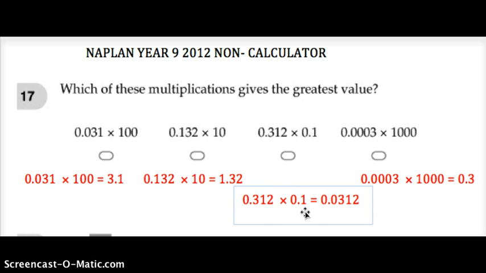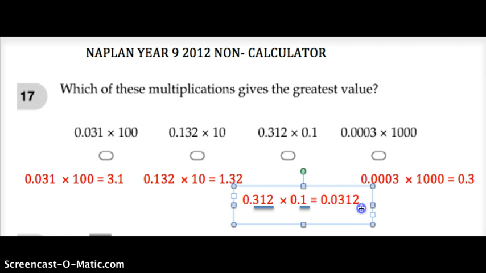To work out where the decimal point goes, we need to see how many digits are after the decimal point. Now, I can see here in the question that I've got 1, 2, 3 digits after the decimal point there, because that's 3, 1, 2, they're all after the decimal point. Over here, I've just got 1 digit after the decimal point, which is the 1. So that's a total of 3 plus 1, which is 4 digits after the decimal point.